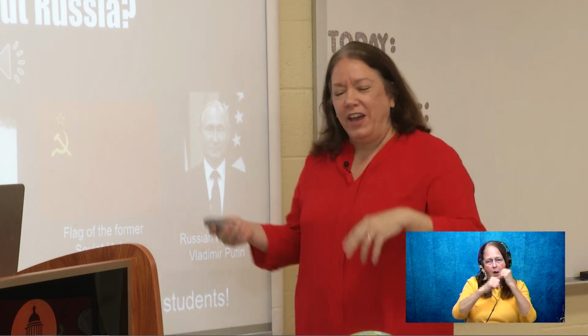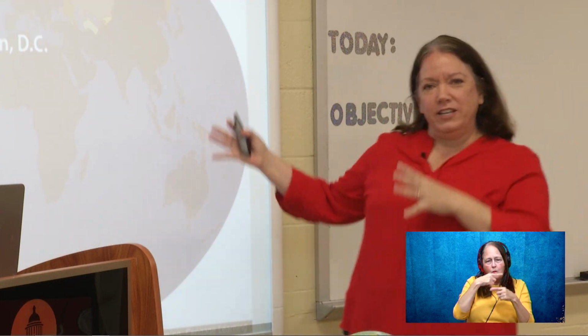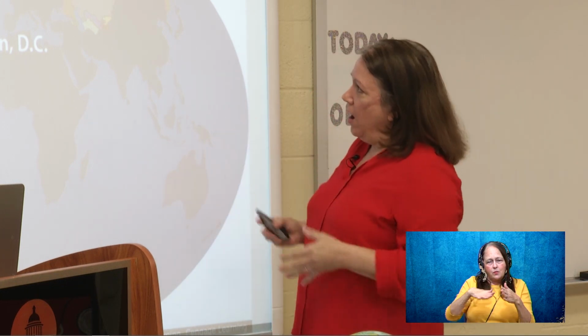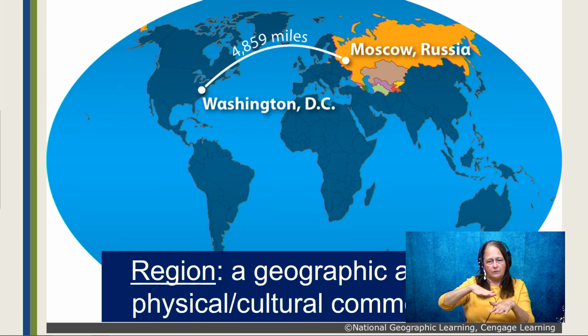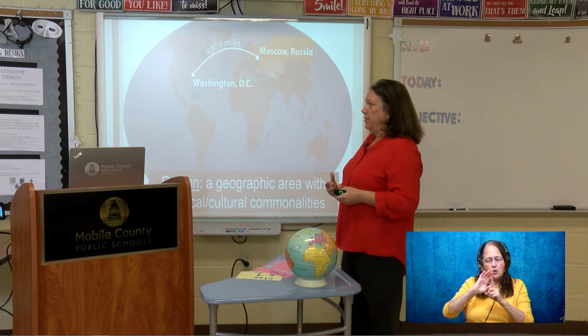So now that we've kind of thought about Russia, let's get acquainted to this region. On your map, you can see that Moscow, Russia, is about 5,000 miles away from our capital of Washington, D.C. And so we want to look at this region. And of course, let's remember what the definition of a region is. It's a geographic location that has physical and cultural similarities, okay?